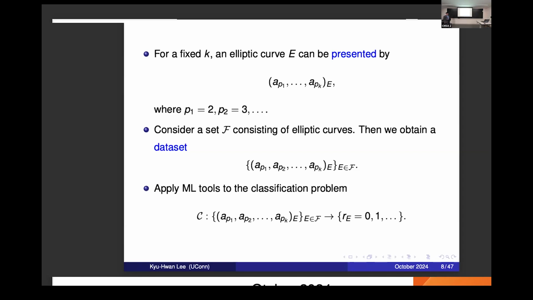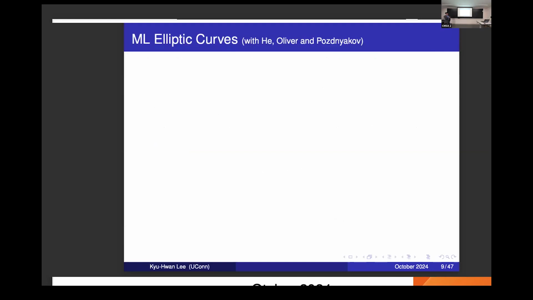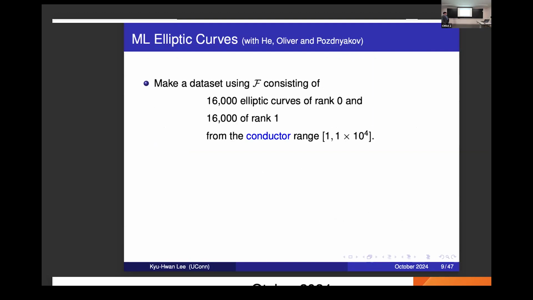So we did this machine learning classification problem. Here are more details. I did it with Yang and Tom, and later with Alexei. It was one of the first experiments we did. We collected 16,000 elliptic curves of rank 0 and 16,000 elliptic curves of rank 1. They had conductors ranging from 1 to 10,000. Here, the conductor is a measurement of how complicated a curve is.